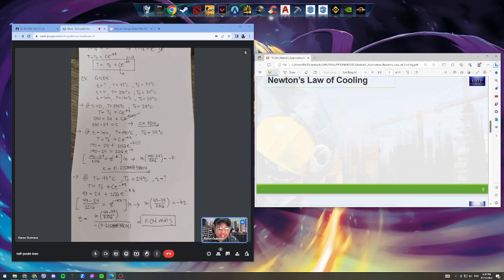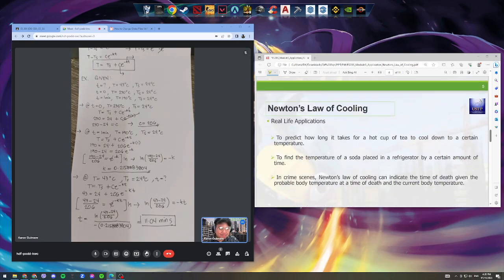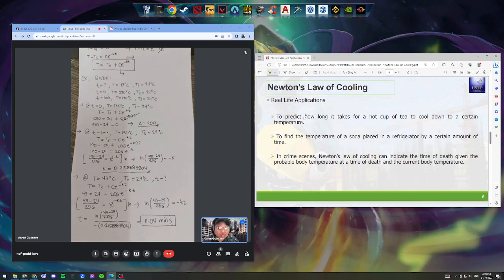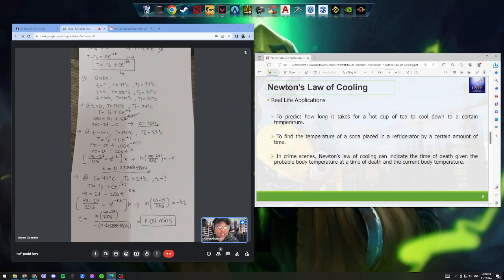Oh, there's something missing here. Supposed to be, we would solve here, but okay. So we have real life applications. This can be applied to predict how long it takes for a hot cup of tea to cool down to a certain temperature. If you're curious when your cup of tea will cool, or let's just say coffee.